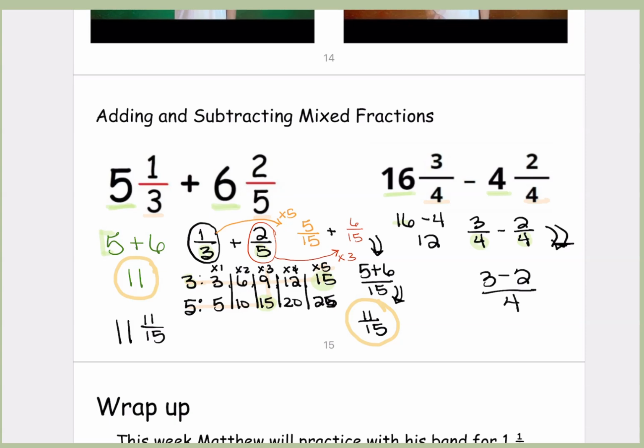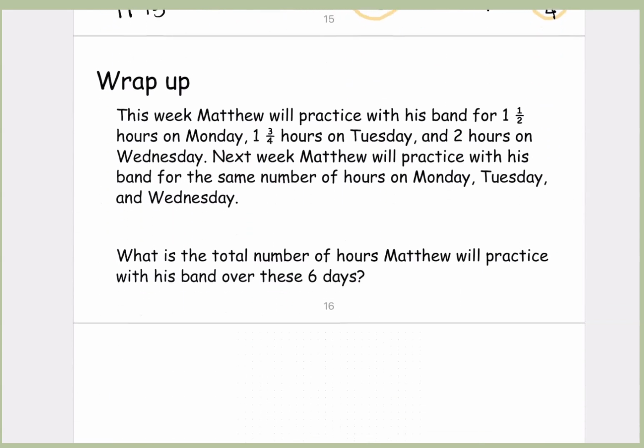So here we have 3 minus 2 over 4, which we know simplifies down to 1 over 4. Now remember, we have our whole number portion and we have our fraction portion, so we have to put those together in order to make our answer 12 and 1/4. Perfect, perfect, perfect. Now let's wrap up for this lesson.